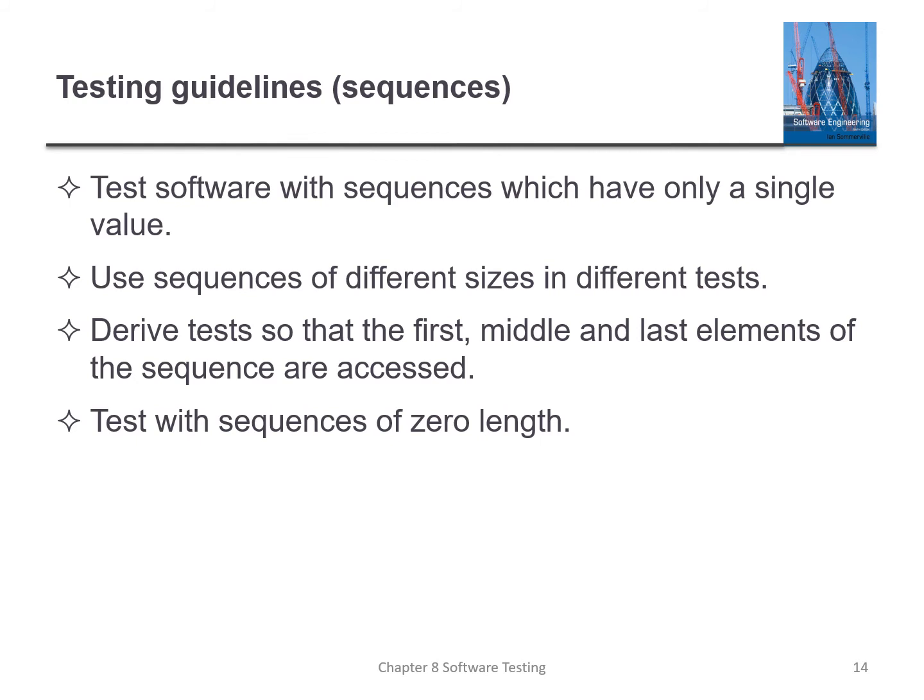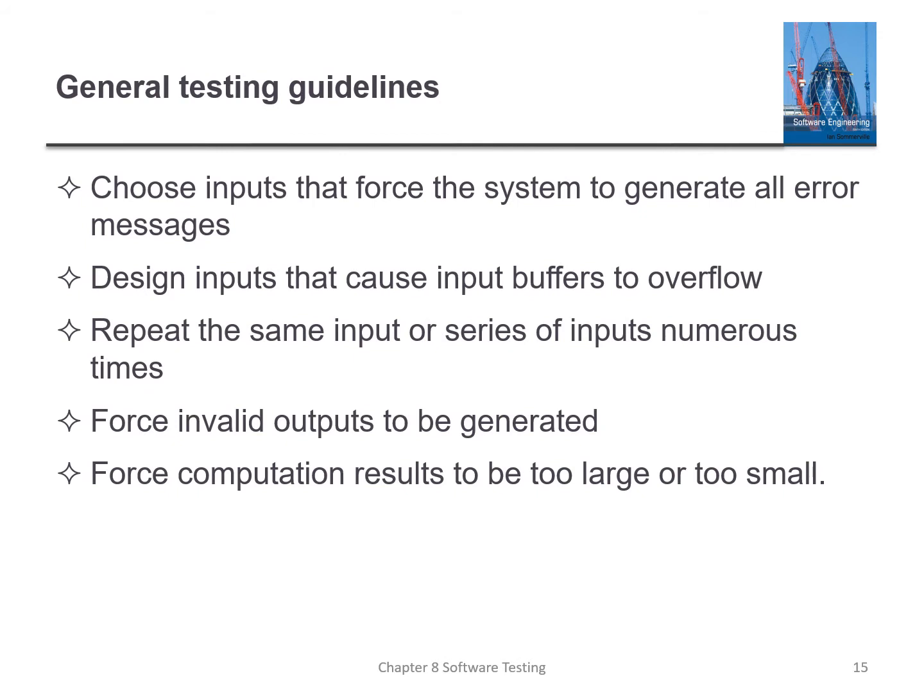And then when you try the data, you try with different sizes. One is small data, and the next test case uses longer data. Then this one here, derived tests, so that first, middle, and last. This is like equivalent partitioning, where you test before, in the middle, and after. And then also test the sequence with zero length. You don't put any data there. This is more like a testing guideline, which is more general. It can apply to all sorts of testing.